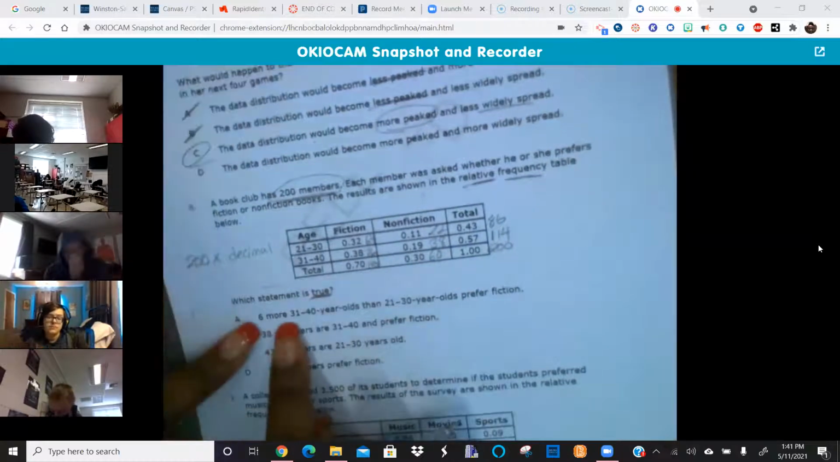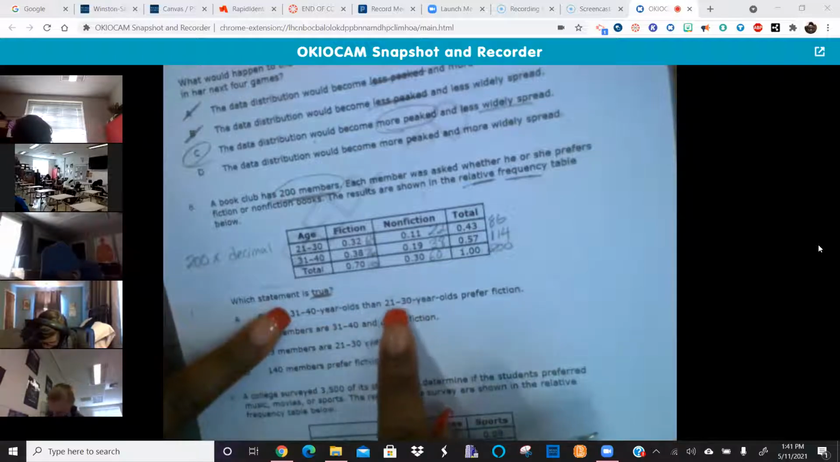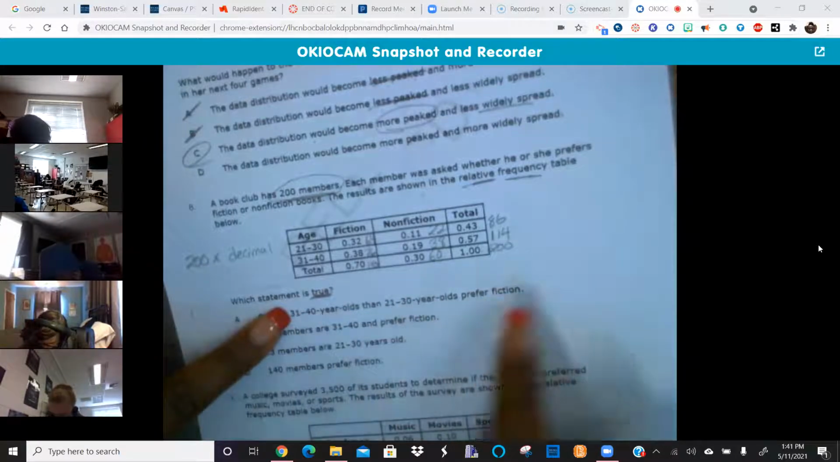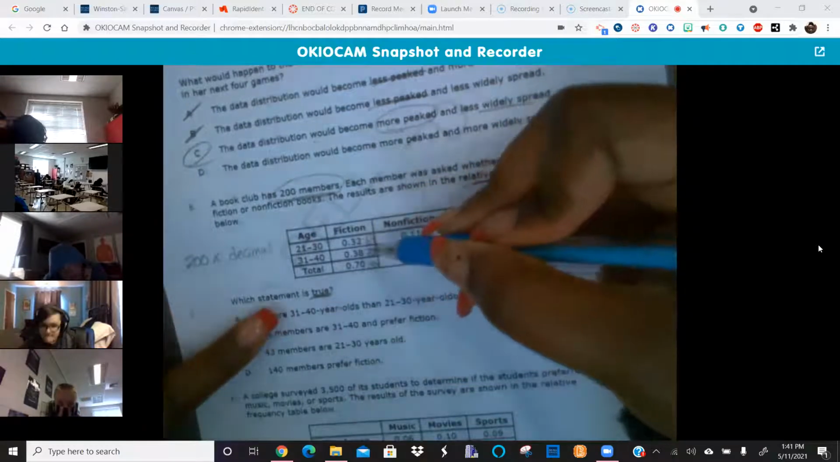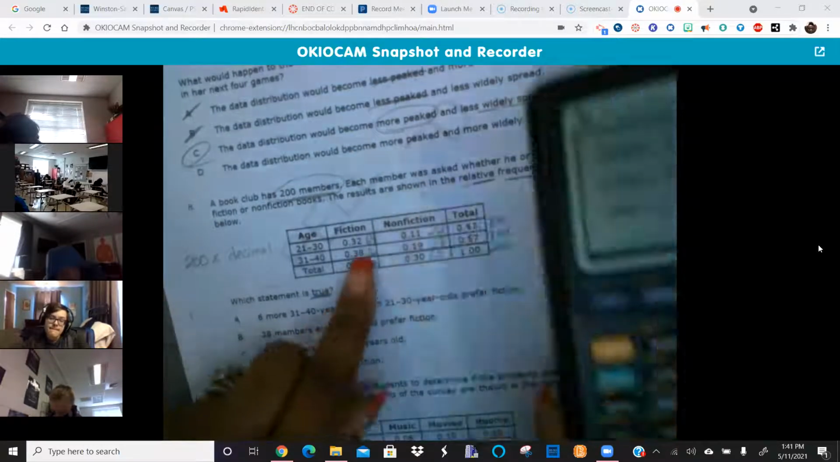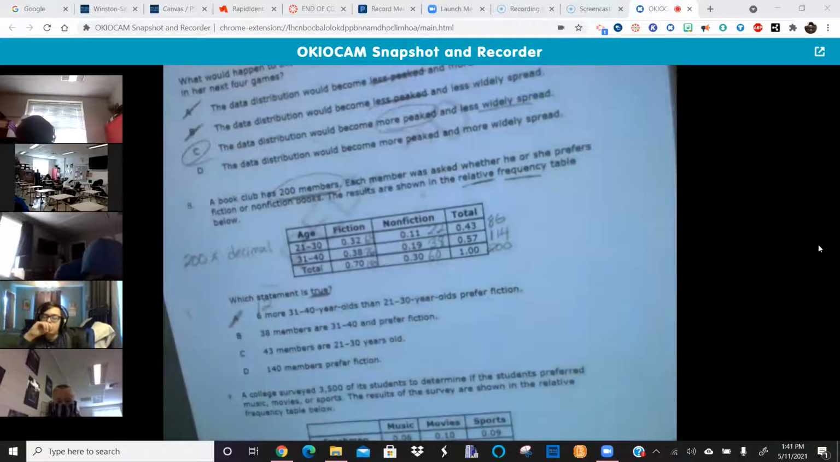6 more people in this age group, 31 to 40 years of age, than 21 to 30 prefer fiction. So let's look at fiction. We're looking at these two age groups. When we subtract the number of people in these age groups, we got the 76 minus the 64. That gives us 12 people. So this is false because it's really 12 more people.